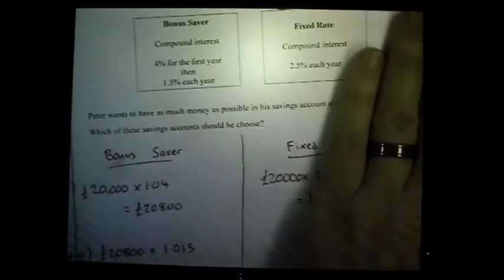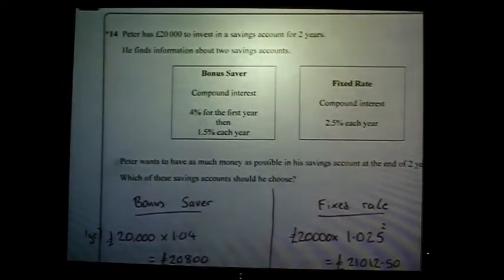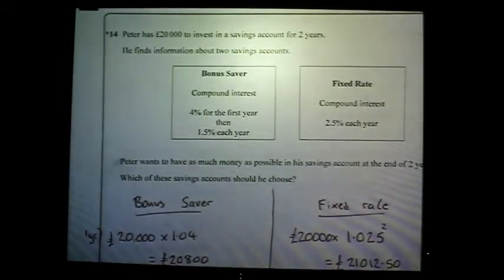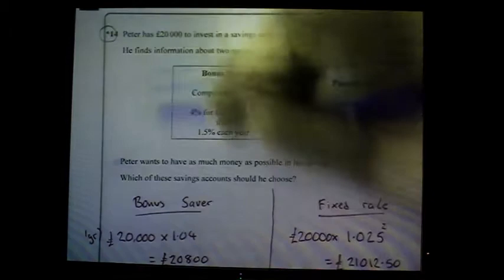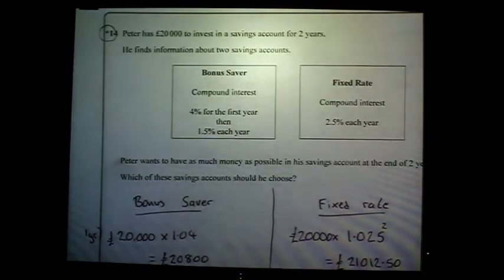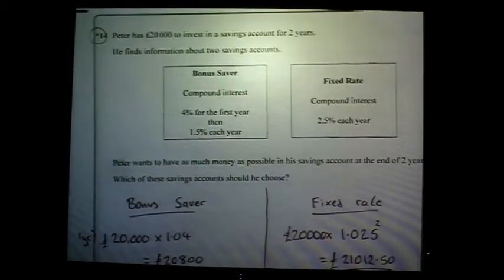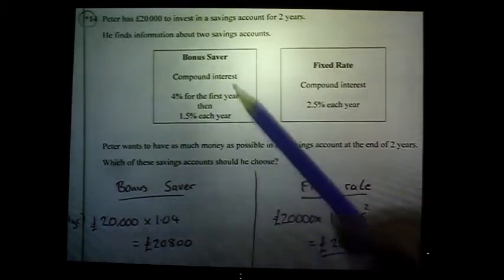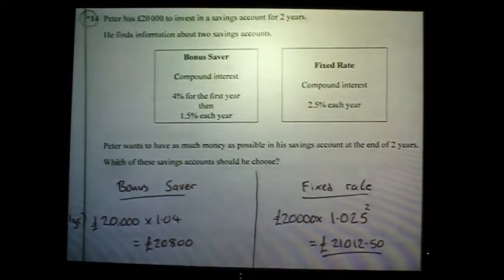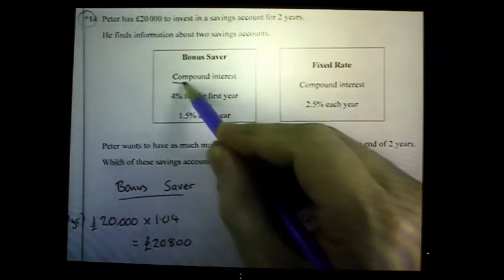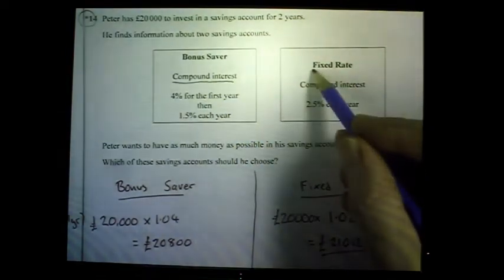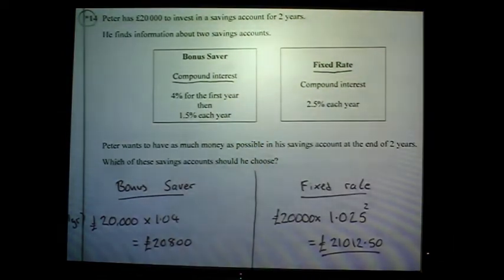Question 14. This comes up every year. Peter has £2,000 to invest in a savings account for 2 years. He finds information about 2 savings accounts. This is a starred question, it's a functional question. You must put down loads and loads of workings for it. So, bonus saver, compound interest. Compound interest means that whatever you earn in the first year, you get interest on in the following year.